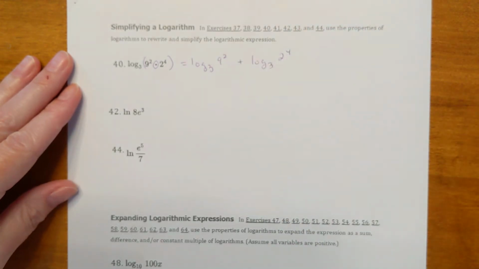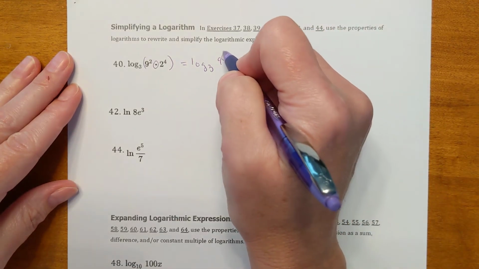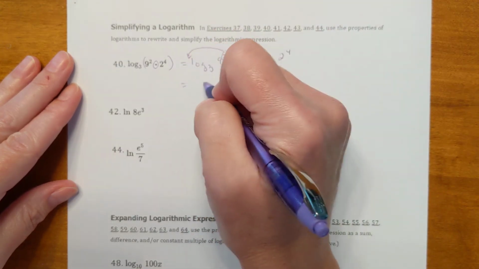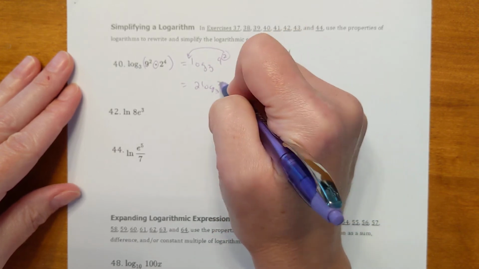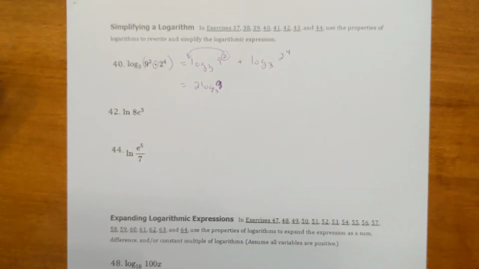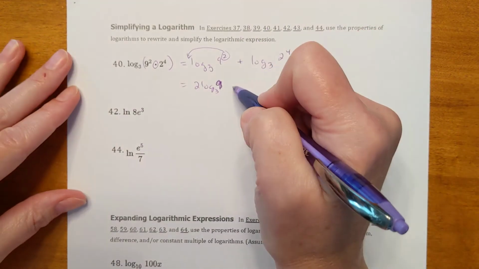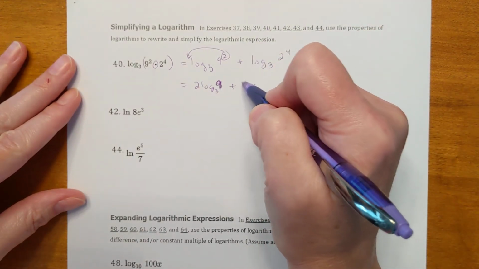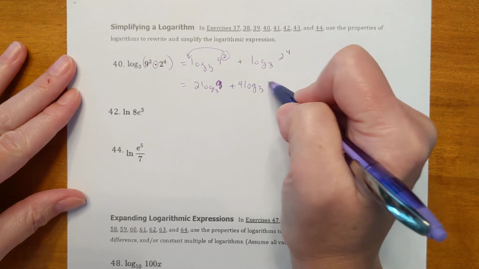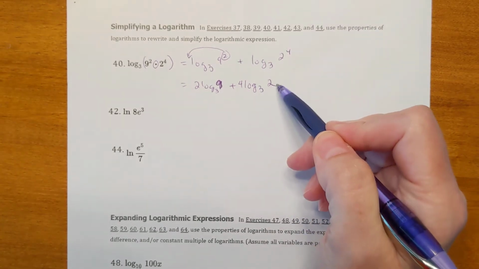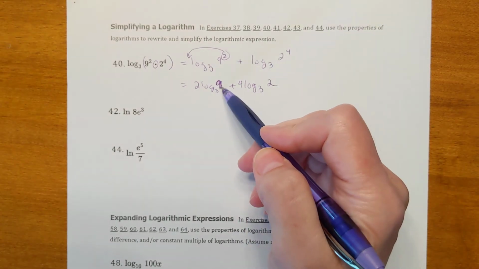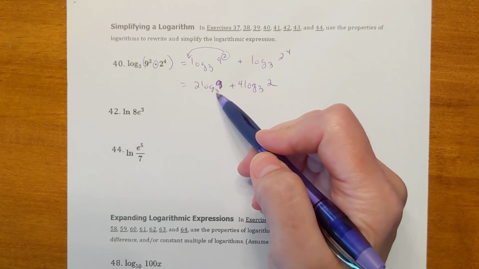And then by the power property, you can pull this out front. So it's 2 log base 3 of 9 plus 4 log base 3 of 2. I'm making a mess. Well, now you got to sit here and look at the numbers. The 3 and the 2, we can't make those the same. But looking over here at the 9 and the 3, oh yeah, we can do something with that.